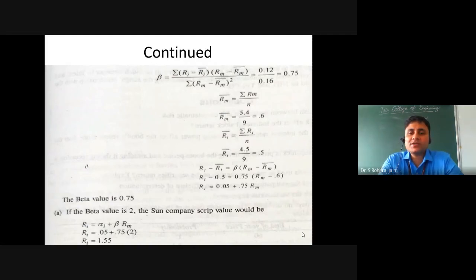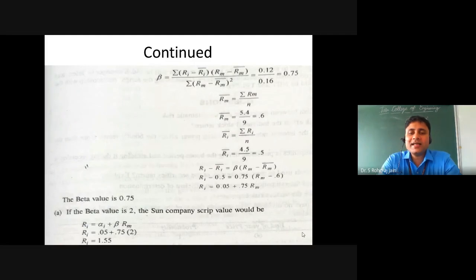Then I use this equation. Please remember this: Ri minus Ri bar is equal to beta into Rm minus Rm bar. Because beta, please remember students, the definition of beta: beta measures the sensitivity of a stock with respect to the index. I mentioned to you yesterday only, right? So Ri minus Ri bar is equal to beta into market return, Rm minus Rm bar.